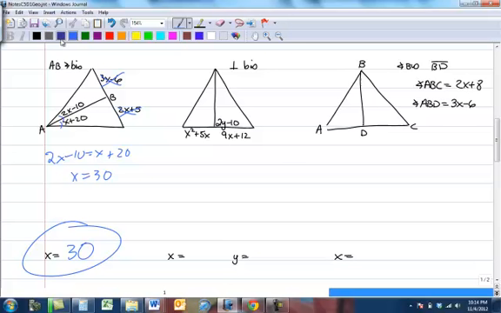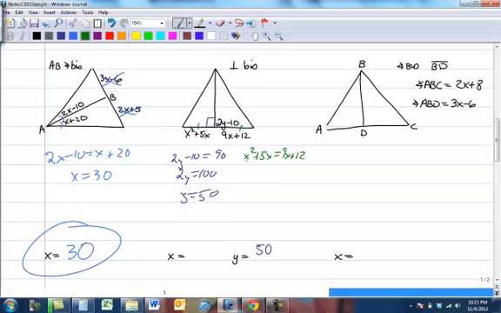Perpendicular bisector. 2y minus 10 is a right angle. So 2y minus 10 is 90. You get 2y is a hundred. Y is 50. Then it's perpendicular, so that means that this is congruent to this. That means that x squared plus 5x equals 9x plus 12.